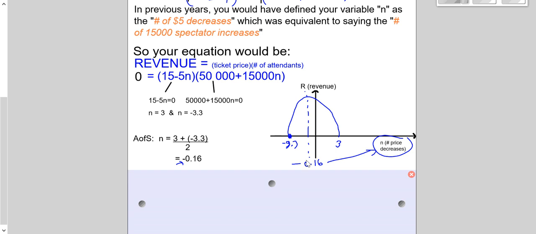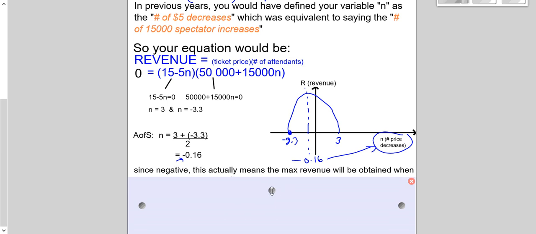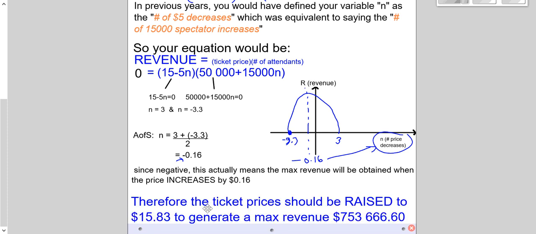A negative value actually means you didn't have a price decrease, you actually had a price increase, didn't you? Because if you got positive 0.16, that would have said you increased the price by 16 cents. So anything to the right of this origin would have been a price decrease, but anything negative would actually be the opposite. So it's an interesting thing, which means we shouldn't sell the tickets for $15. We should actually increase that price by 16 cents, thus making it what, $15 and 83 cents?